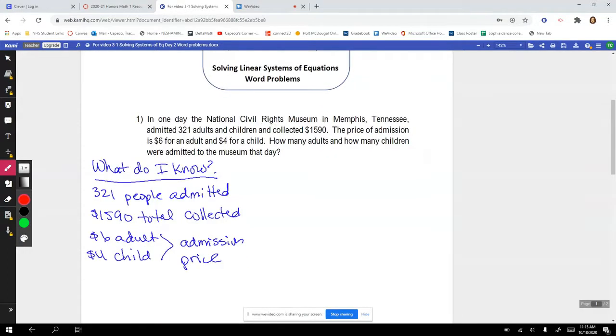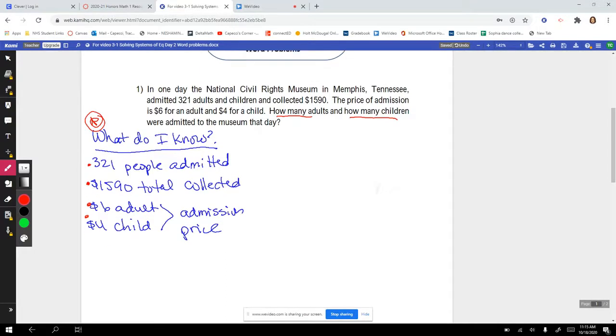Now, one thing I also like to do, because looking back to the word problems, you're going to have to reread sentences again and again, I like to do this: what do I know? Pull everything out that's important. 321 people were there. That's how much was collected. And it was $6 for an adult and $4 for a child. Now, also, it says how many adults and how many children were admitted. So that's my unknown.